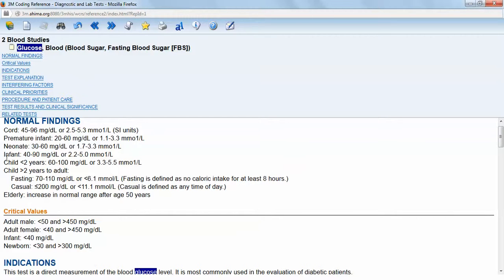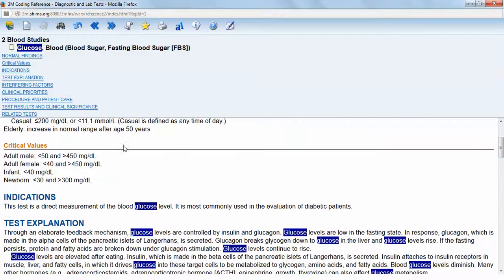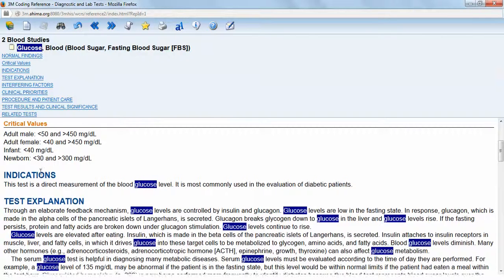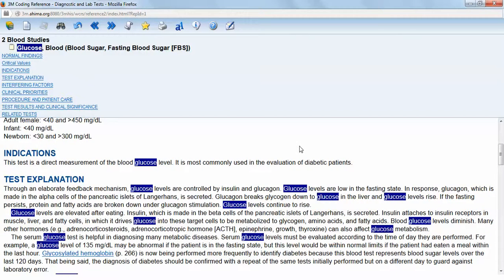What you'll find there are normal findings, normal ranges for particular things, normal accepted ranges. Then we'll find critical values, and that's going to tell us if we fall into or out of certain ranges. This is a critical value. It's an issue. It's either too low or too high. Right? It tells you what the test is for. Maybe you have a test that you don't know what they're testing for. Maybe you have some strange test. You can type that test in, come to this indications portion, and it will tell you what it is for. So we know that this test is a measurement of blood glucose, and it's commonly used in evaluation of diabetic patients.